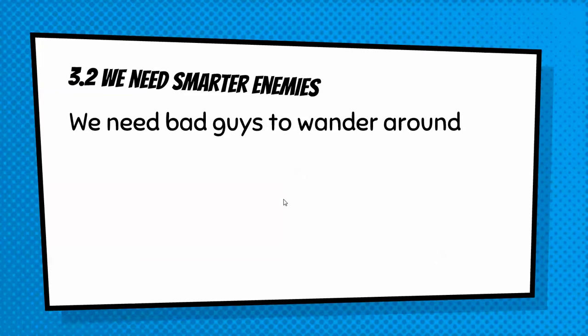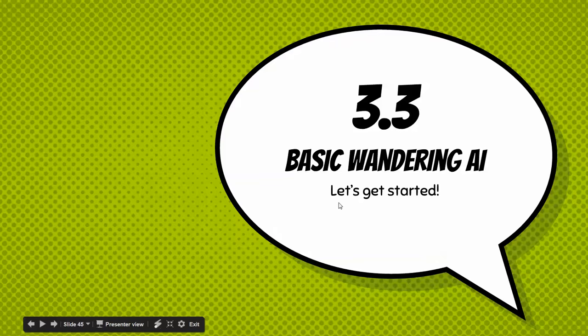What do we need? Well, we need smarter enemies. They probably need to move around, either getting away from us or looking for us. So in the next chapter, we're going to make a basic AI. He's going to wander around a little bit.